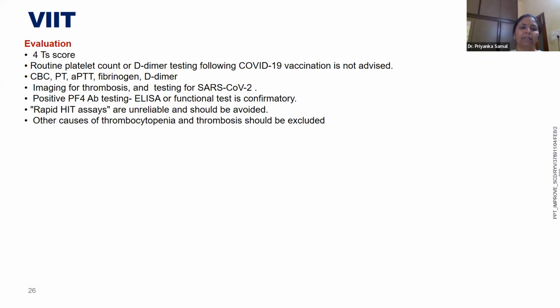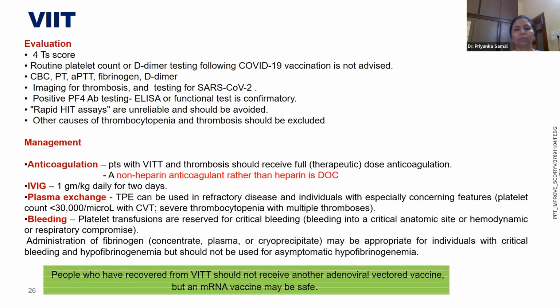Positive platelet factor 4 antibody testing by ELISA and functional test is confirmatory as we do for HIT. Rapid HIT tests are unreliable and should be avoided because here we are not looking at platelet factor 4 induced by heparin, but it is induced by the viral vaccine. Other causes of thrombocytopenia and thrombosis need to be excluded always.